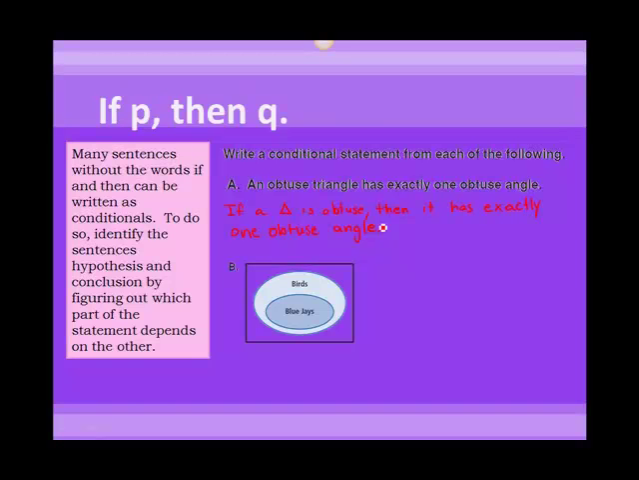Here we have an example of a Venn diagram. Again, if the animal is a blue jay, then it belongs to this larger group, which is birds. So we can write this: if an animal is a blue jay, then it is a bird.